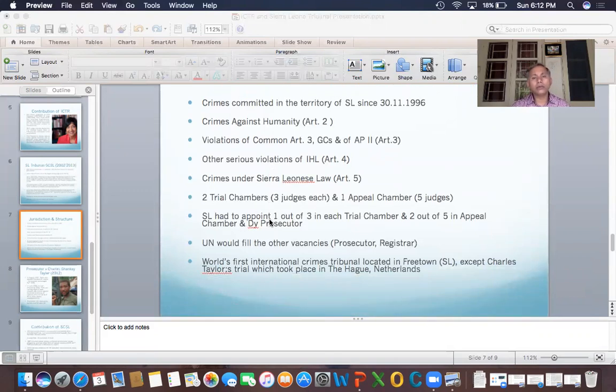So in this way, what you must understand is that this was a special court which was the example of the first hybrid tribunal in the whole world, which was located in Freetown, which is in Sierra Leone, except one, the trial of Charles Taylor, which I am coming to after this slide, which took place in The Hague, which is in Netherlands.